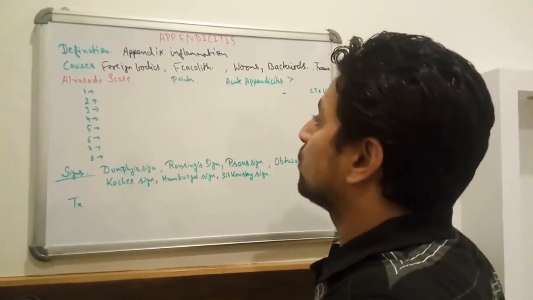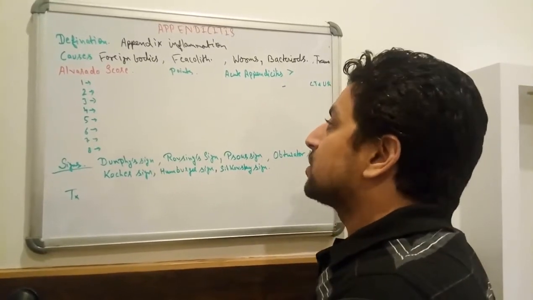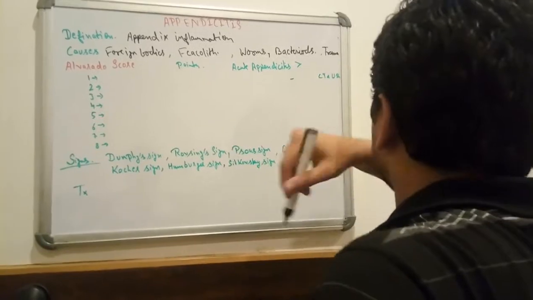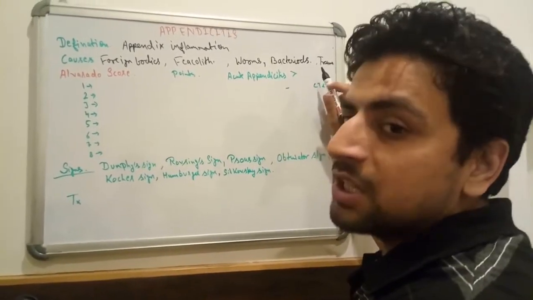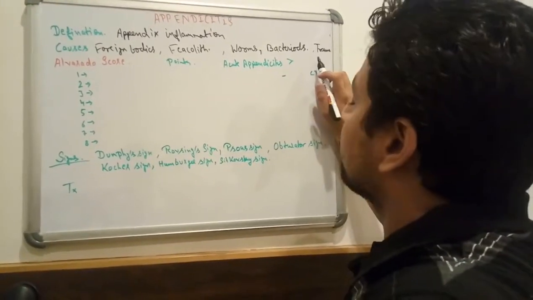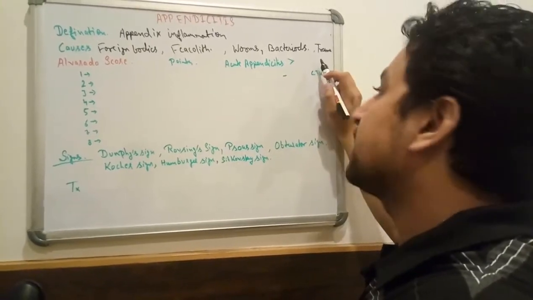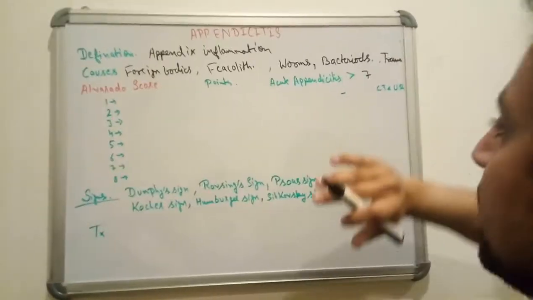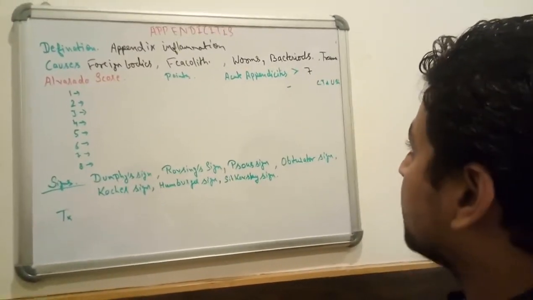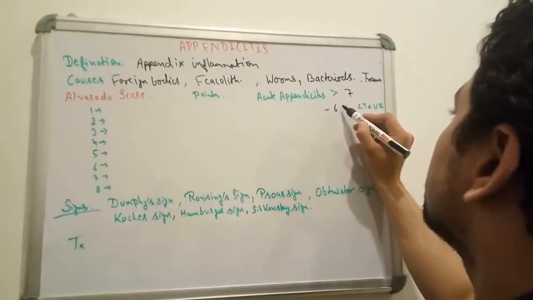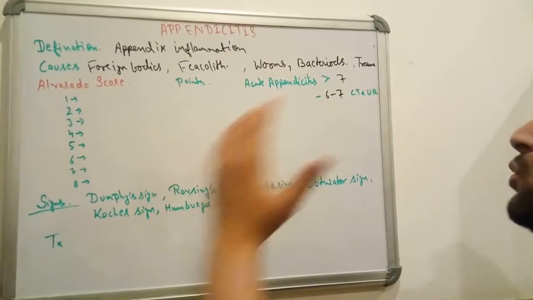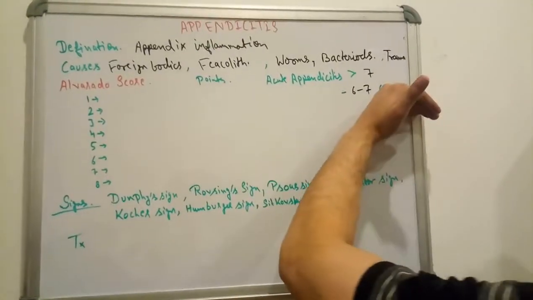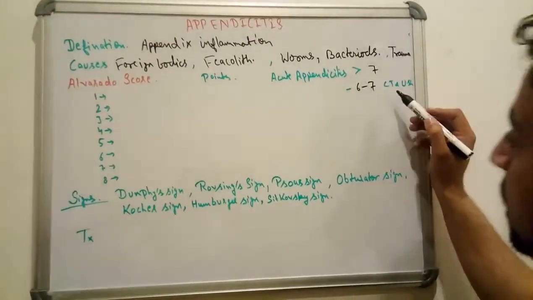Now we are going to learn about the Alvarado score and its points, how to diagnose. So this is the criteria responsible for the pediatric acute appendicitis. If it is more than 7, then it is acute appendicitis, and if it is between 6 and 7, we need to confirm acute appendicitis with the help of ultrasonography or by the CT scan.